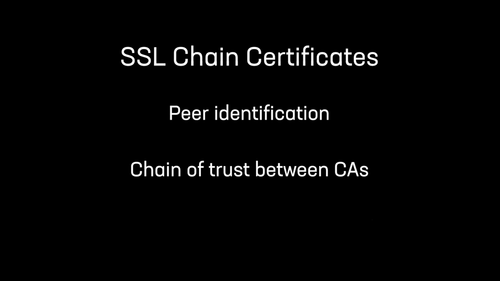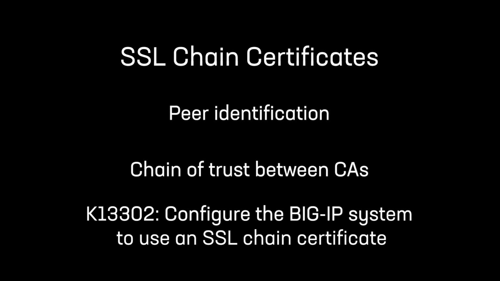This video shows you how to use the Big IP configuration utility to import chain certificates and how to configure an SSL profile to use the certificate. It does not cover creation of custom certificates. For detailed information about chain certificates and how to create custom chain certificates, refer to the article linked below.